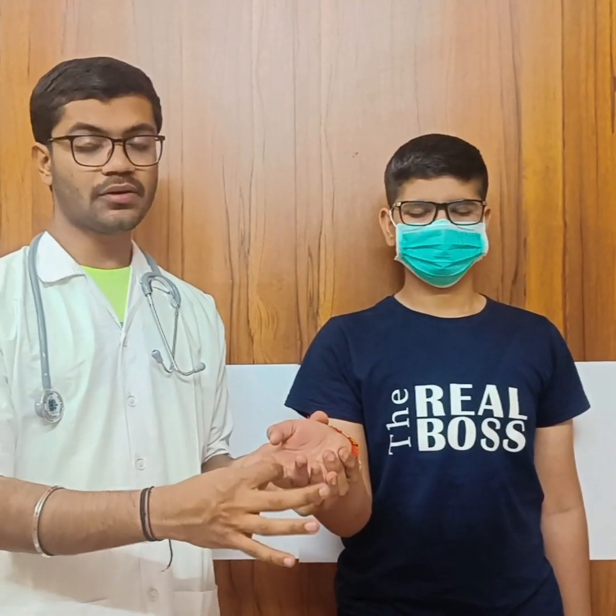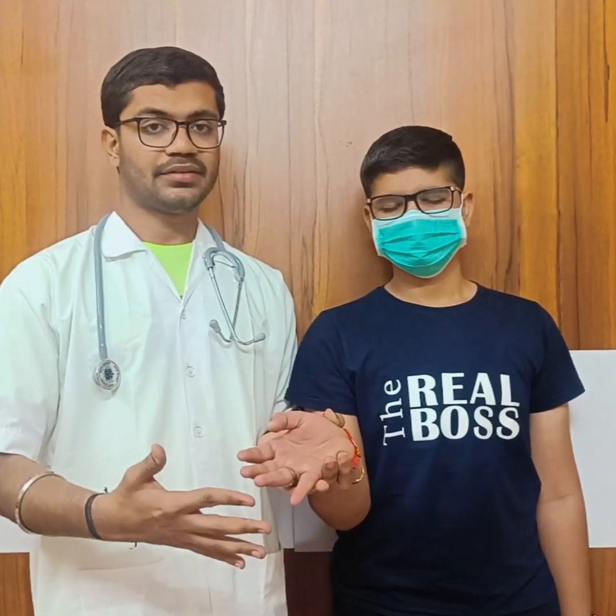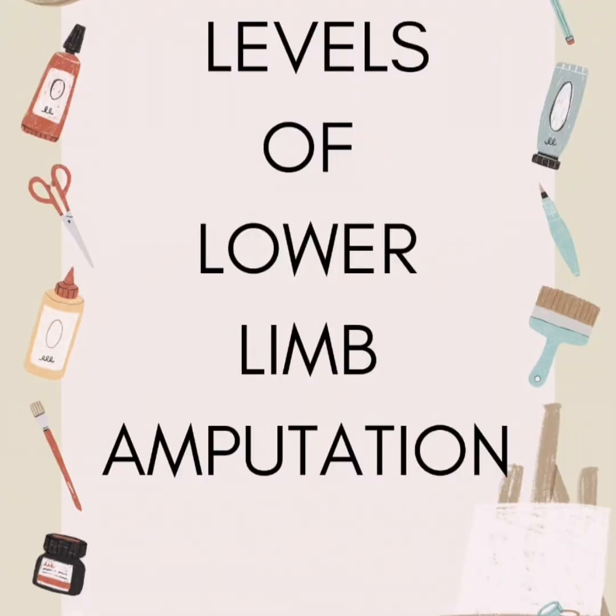If it is through middle finger, 5% can be given. If it is through ring finger, 3% can be given. If it is through little finger, 2% can be given. These all are from the middle phalanx. If there is amputation, this much percentage can be given. So this is all about the levels of amputation for upper limb.